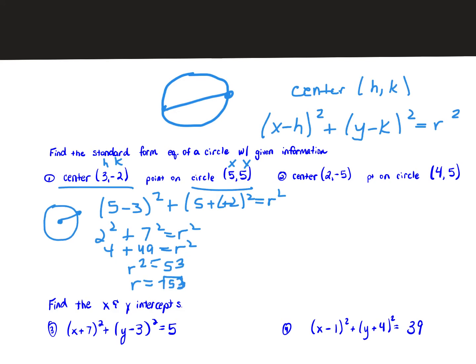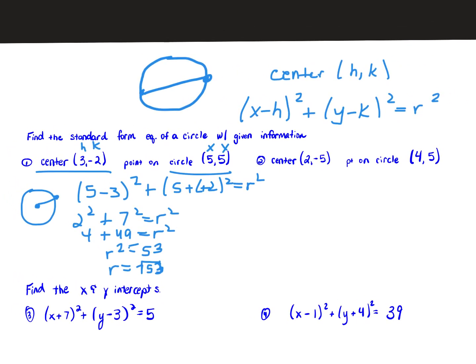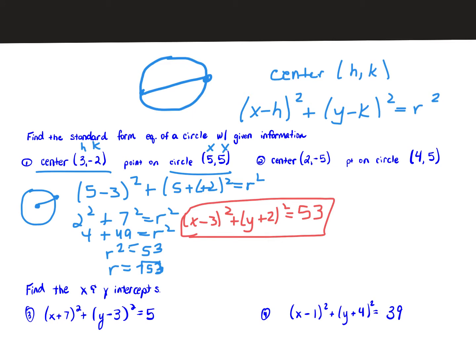And then if you're going to write the equation of your circle, the equation of our circle would be (x - 3)^2, the h part is 3, plus (y - (-2))^2, which is y plus 2 squared, equals the square root of 53 squared, which would just be 53. And there's the equation of your circle for number 1.